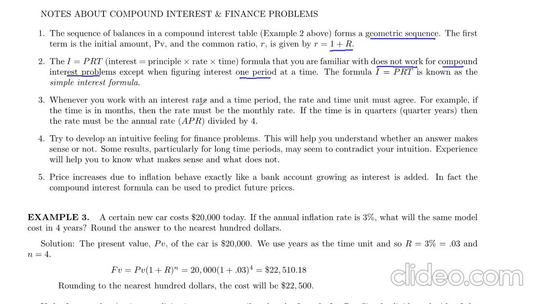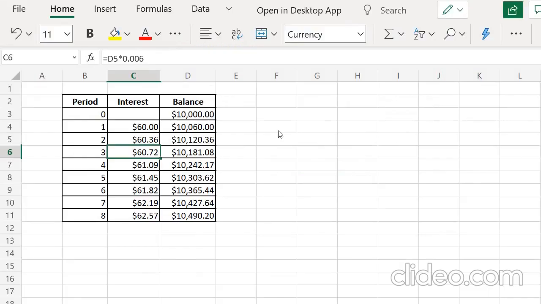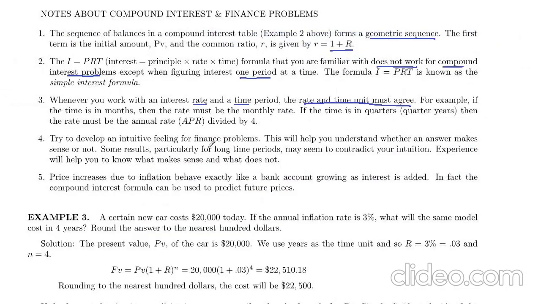Also, when you work with an interest rate and a time period, your rate and time period must agree. So for example here, when we figured our interest, we had to do quarterly interest because our period was in quarters. So this interest rate had to be a quarterly rate. If you're doing number of months, you've got to do a monthly rate. If you're doing number of years, you've got to do a yearly rate. So the time and the rate unit must agree.